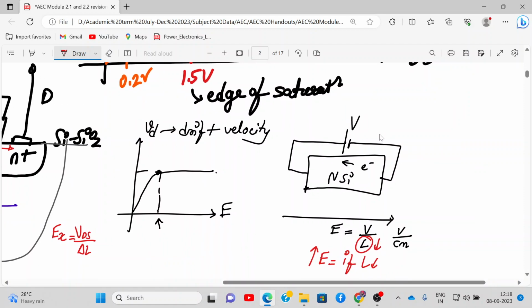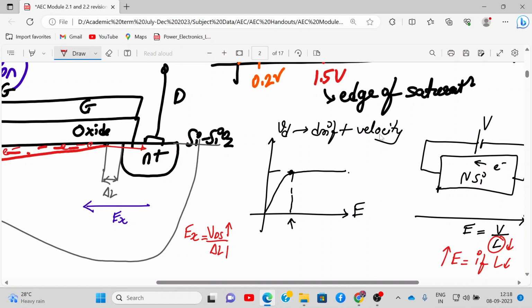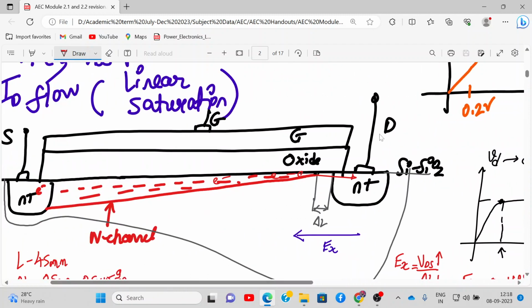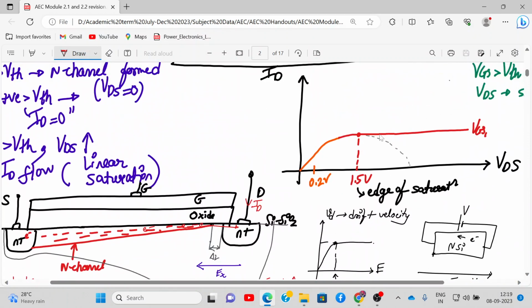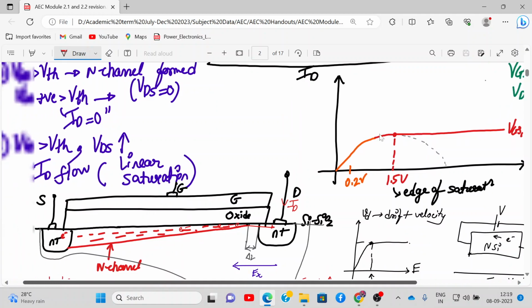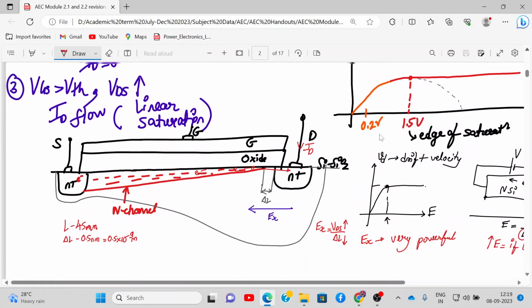So here VDS is also very, very high and delta L is reducing. So what happens to the electric field Ex? It becomes very powerful. Do you agree? Under the influence of this electric field, the electrons at the end of this N channel travel swiftly towards the drain region and come out, and that constitutes the drain current. That's how the current becomes constant over here. Instead of accelerating, it will be constant. Alright, did you understand the working? This is how the N channel MOSFET works.